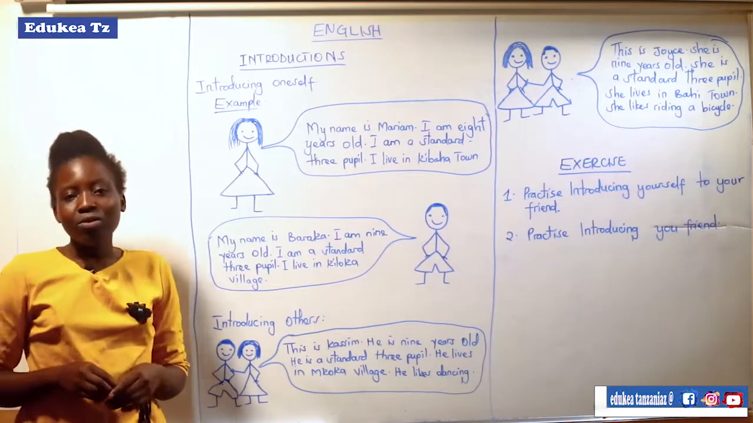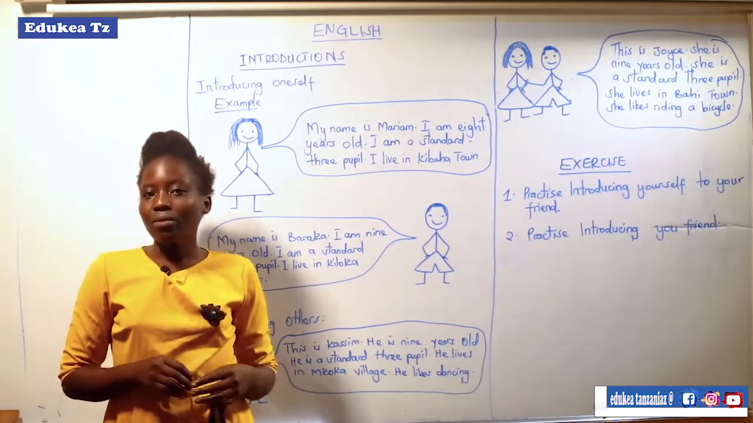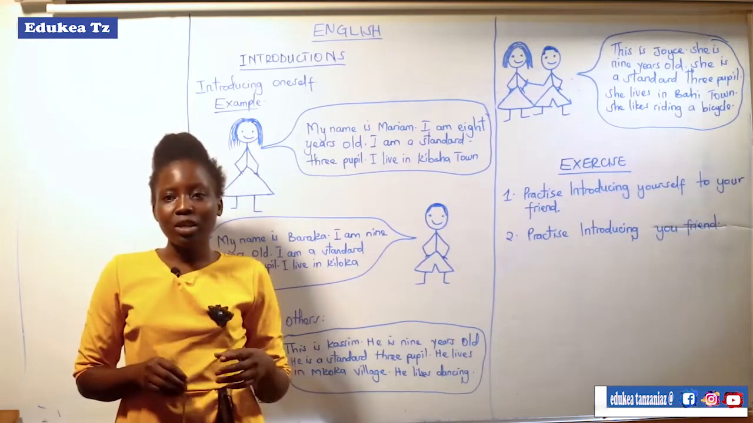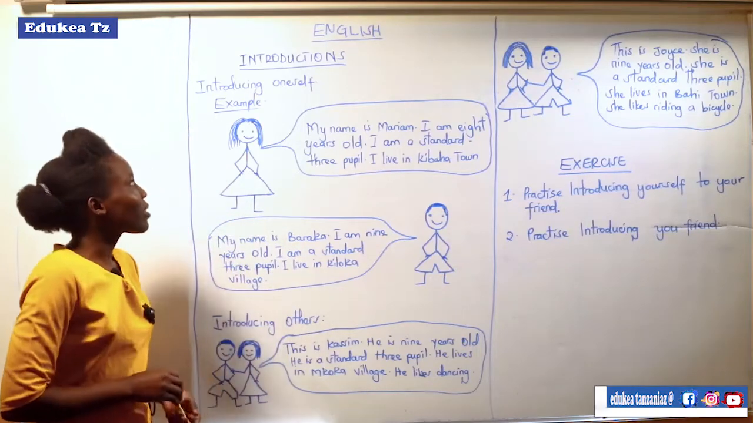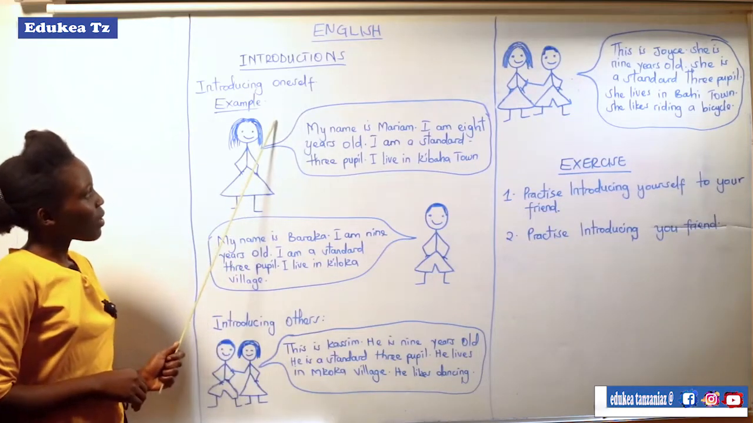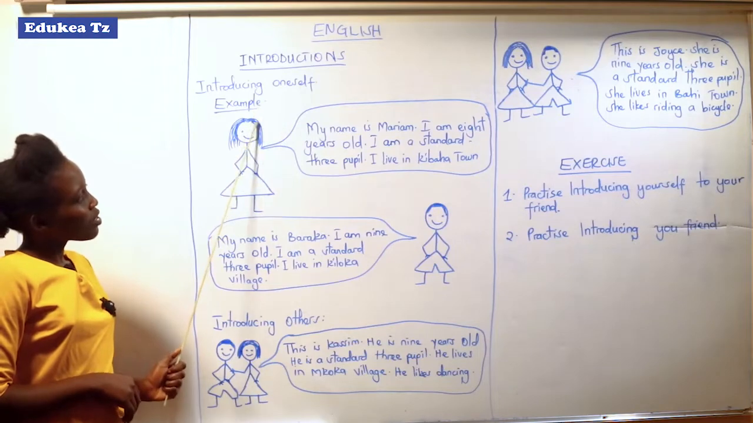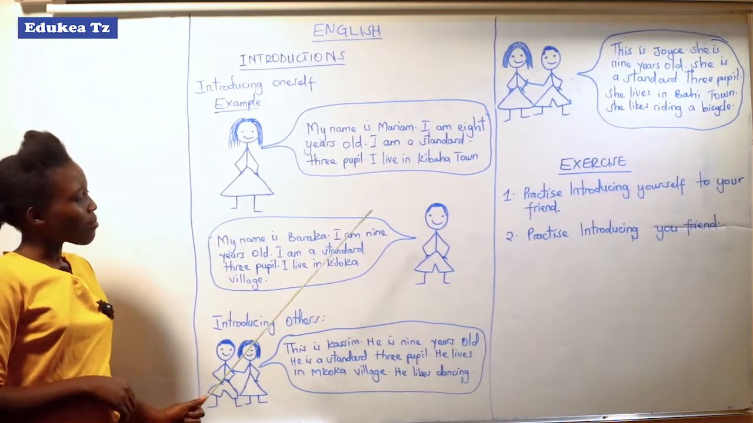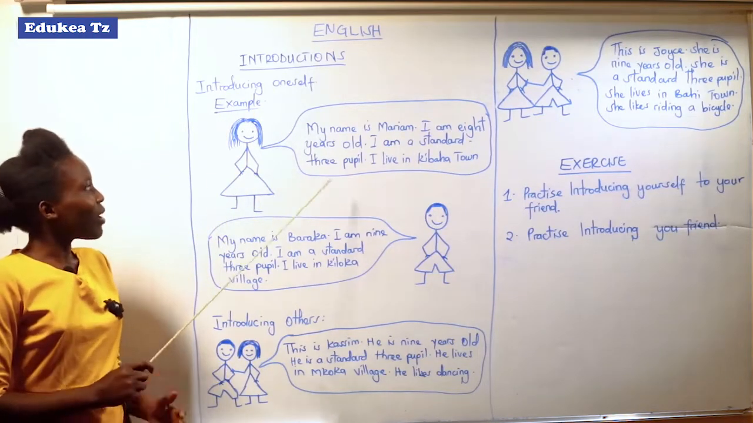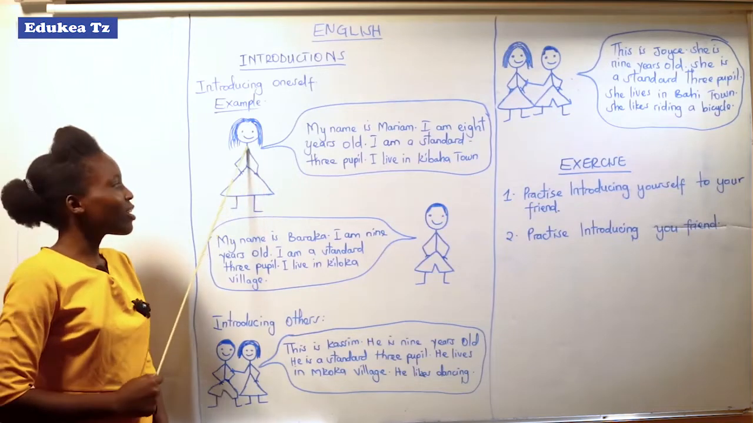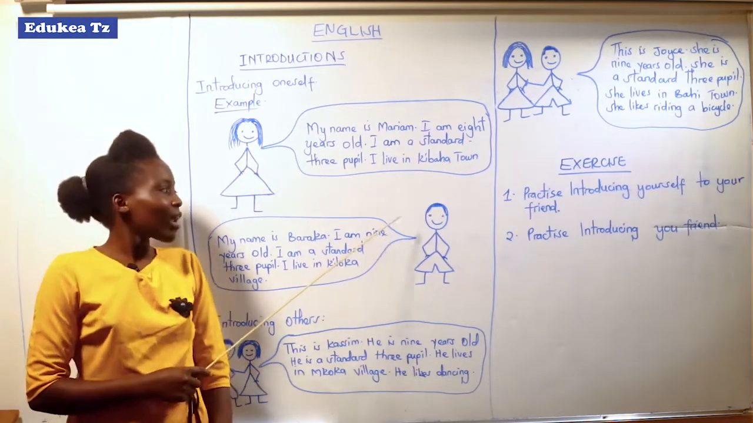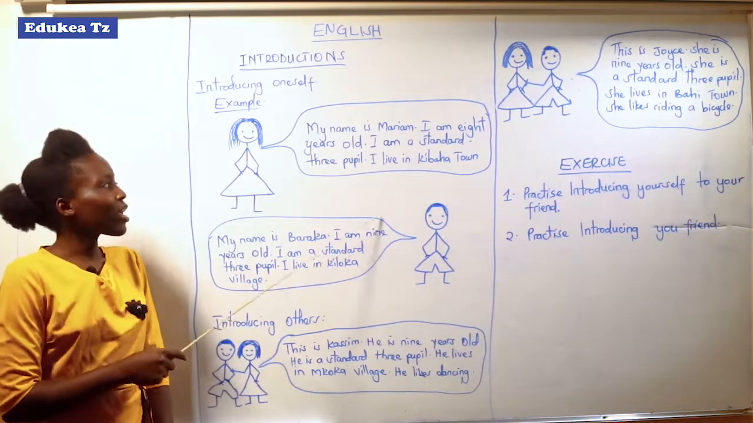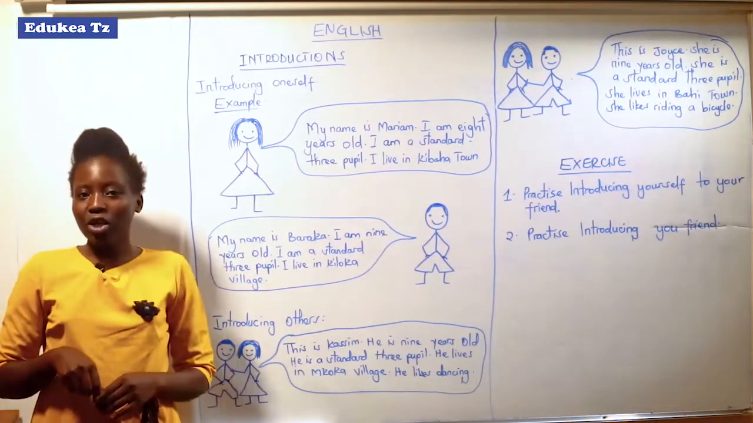How can you introduce yourself to a friend or to a family member or to a fellow who doesn't know you? For example, we start with Mariam. This is Mariam and this is Baraka. Here you can see Mariam wants to introduce herself to Baraka, and then Baraka also introduces himself to Mariam in order to know each other.